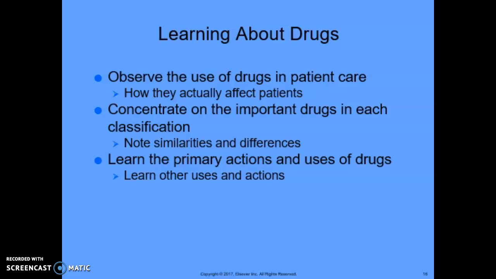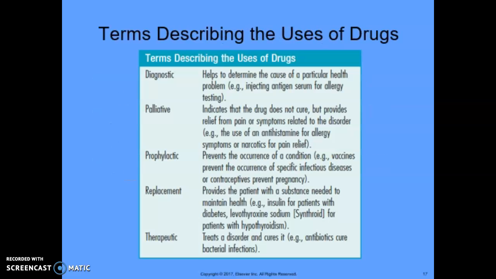Again, we've learned about drugs and we've expanded our knowledge in that way, but we always have more to learn. So some things that might help you is to observe the use of drugs in patient care, how they actually affect a patient, concentrate on the important drugs in each classification. So start to learn similarities and differences and kind of how that works. And the primary actions and uses of the drug are always important to know and understand, especially when you're going to be educating your patients on that.